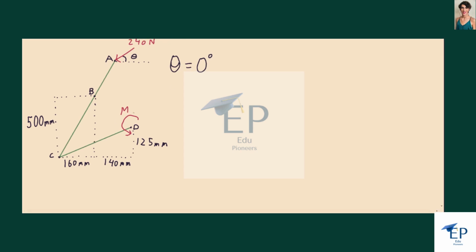We're asked to find the moment required to keep this system in equilibrium whenever an input force of 240 newtons is applied to the A position. The problem tells us to use theta equal to 0. So when theta is equal to 0, we can assume this input force to be applied directly horizontally. So this input force has no vertical component to it. It only has an x component.